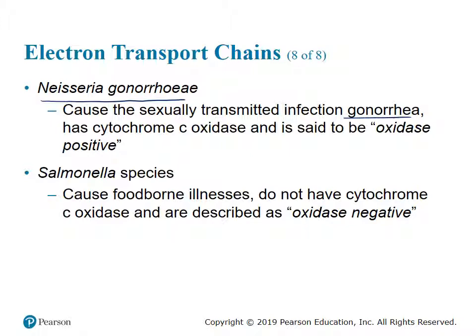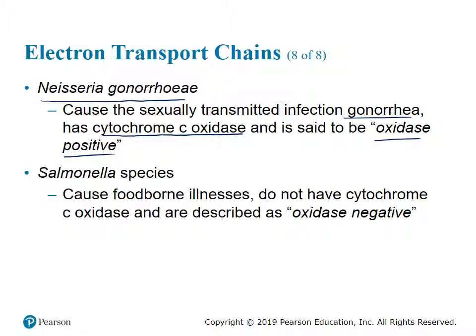For example, Neisseria gonorrhoeae, which is the infection that causes gonorrhea, uses cytochrome C oxidase, that same enzyme we're discussing. So when we use this test, we know that gonorrhea is oxidase positive, and that's one way we can tell this is in fact the organism in question.